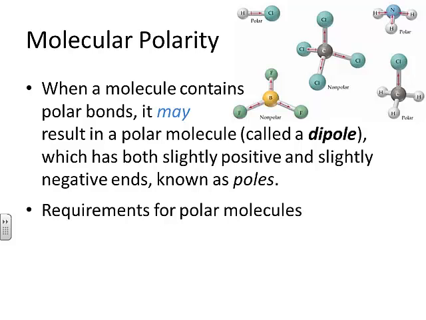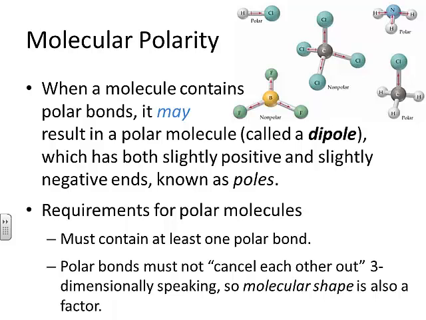So what's required for a polar molecule to exist? First of all, it must contain at least one polar bond. That's a must. If there are no polar bonds, it's impossible for the molecule itself to be polar. Another thing that's required is that the polar bonds that exist in the molecule must not cancel each other out in terms of three-dimensional direction. So molecular shape is also going to be important when we're considering molecular polarity.